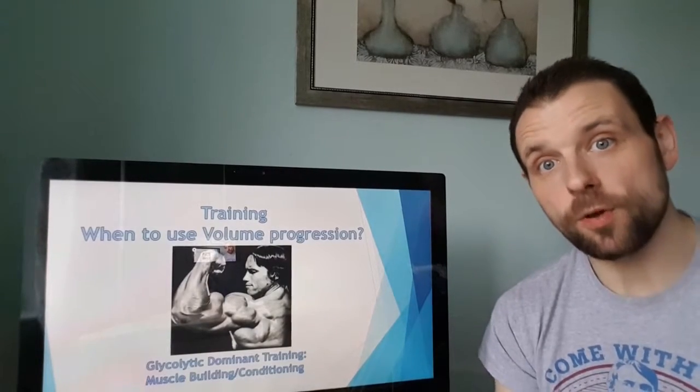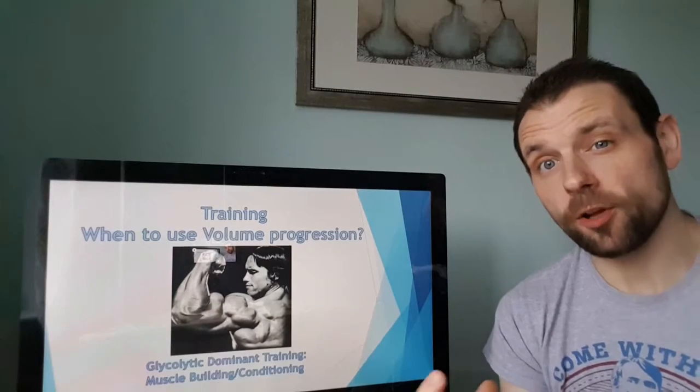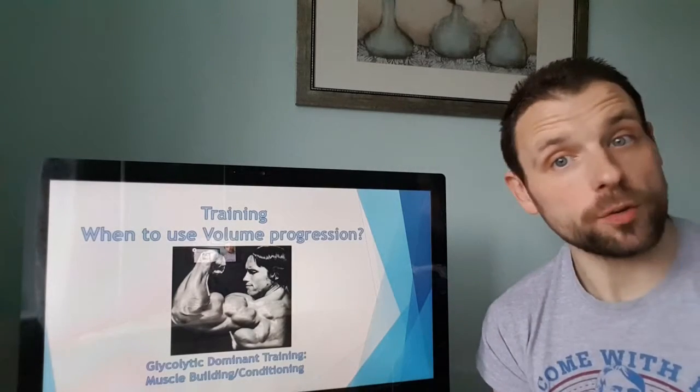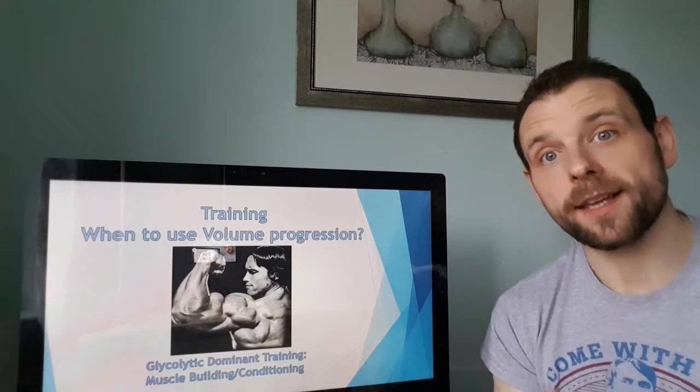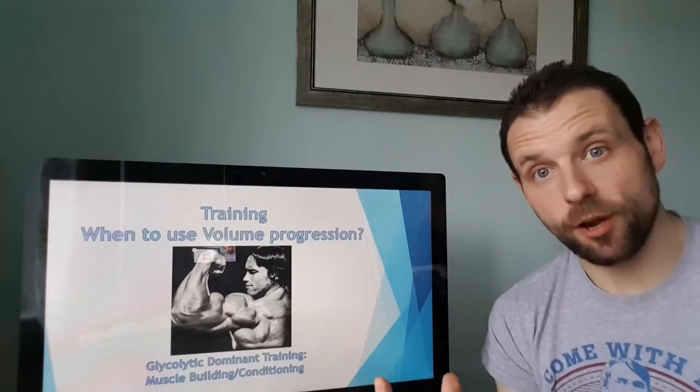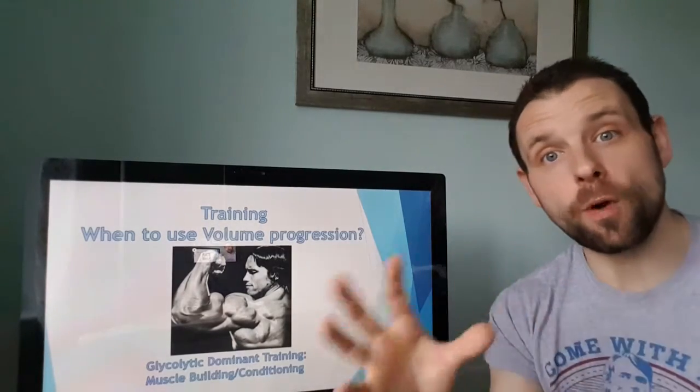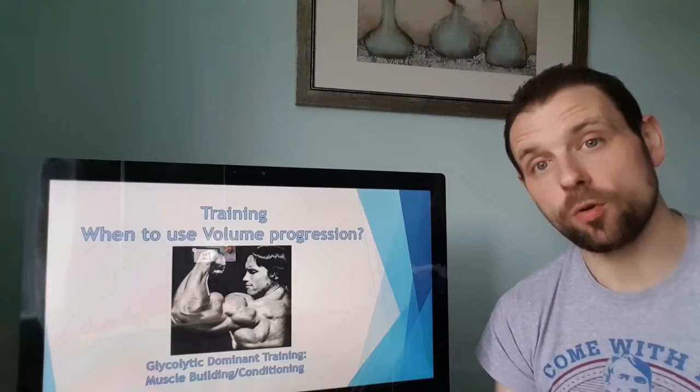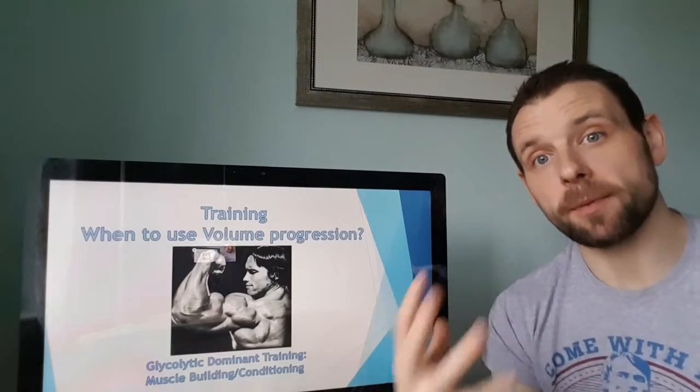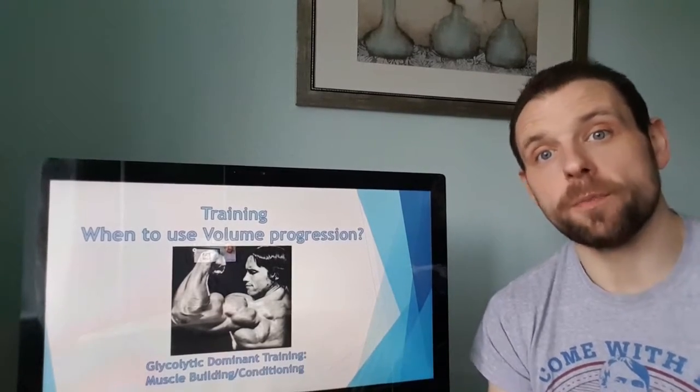When would you be looking to incorporate a progression within volume? Mostly when you're looking at structural changes. So when you want to build muscle, this is the best progression to go by. Quite simply, the more work you can get the muscle to do, the more muscle damage you can cause on that muscle, and then the bigger it can become and the more volume it will build within that muscle.